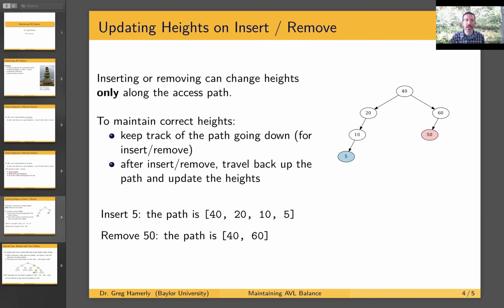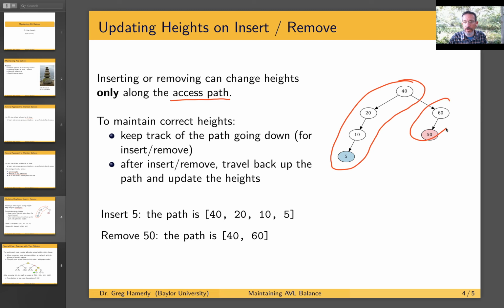And so here's the basic idea. This is the heart of this lecture on this one slide. Inserting and removing, as we've talked about before, can change the heights of various nodes in the tree, but it can only change the heights of nodes along the access path. So if we had a tree without this node, and then we were to insert 5, all of these nodes have their heights updated, possibly.